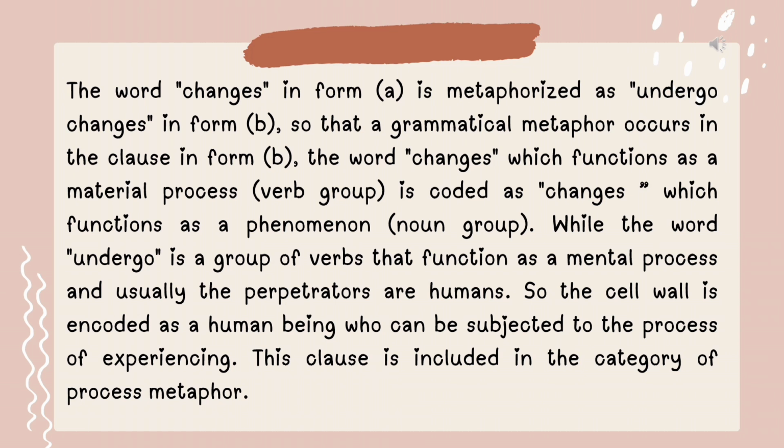The word change, which functions as a material process or verb group, becomes change, which functions as a phenomenon or noun group, while the word undergo is a verb group that functions as a mental process, and usually the perpetrators are humans. So the cell wall is encoded as a human being who can be subject to the process of experiencing, and this clause is included in the category of process metaphor.